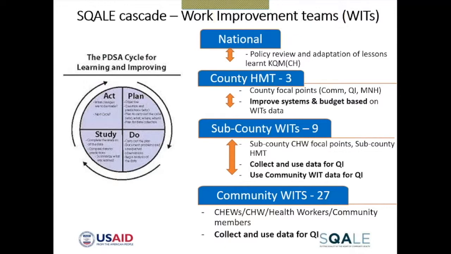And so we have a cascaded approach, which ensures that the process is led by the Ministry of Health leadership at different levels, and then the roles and responsibilities for each level are defined at inception, and each team member knows their role. Our focus was more on the community level, which consisted of community members, but also the facility staff. And they had to collect and use their data for QI. And then we also had the sub-county teams, who the community would report to, and they were also involved in collecting and using their data for quality improvement.